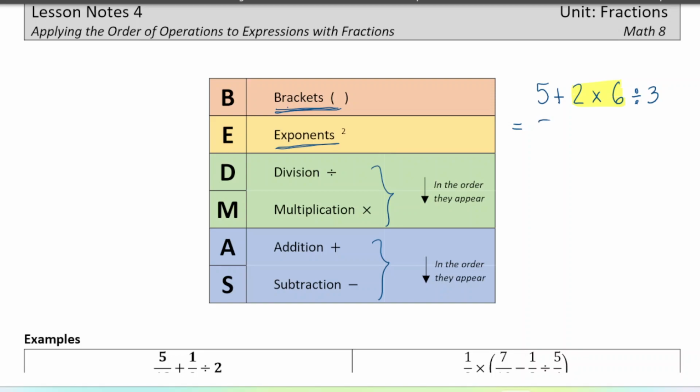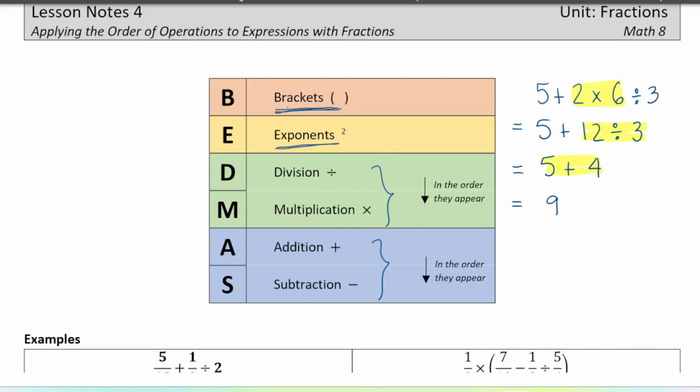So here we have 5 plus 2 times 6, divided by 3. I just answered the 2 times 6 and replaced it with a 12. See how I wrote the other numbers still, and everything on a new line? Now we say equals, and do the next one. The next one is division, so this is going to be 5 plus 4, because 12 divided by 3 is 4. And then finally we do the addition, which is 9.